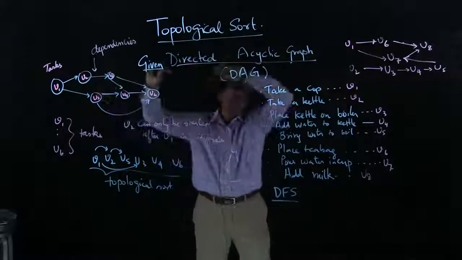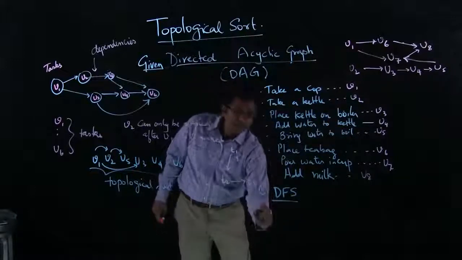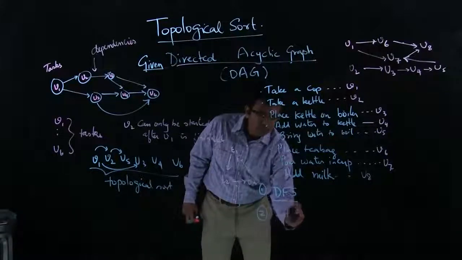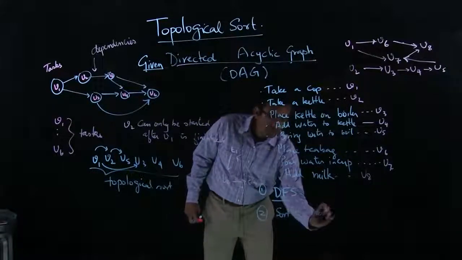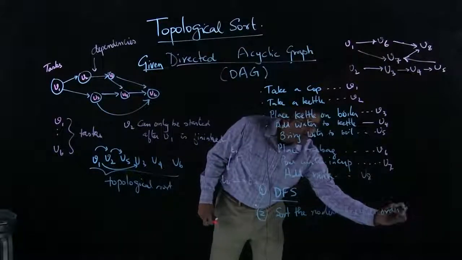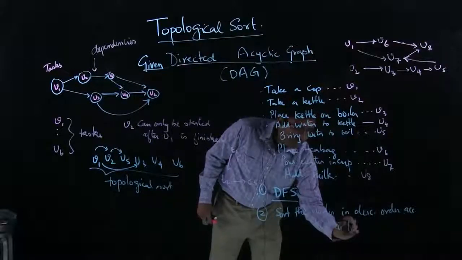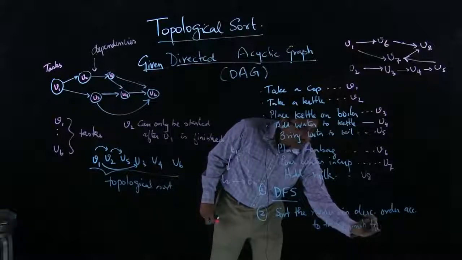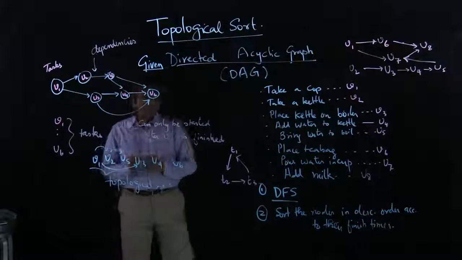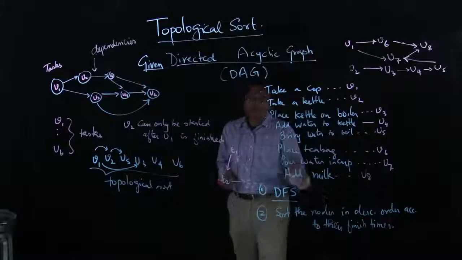So you'll have the outer loop that's going through every node and the inner loop that's going to do a DFS visit. Second step, we are simply going to sort the nodes in descending order according to their finish times. That's it. Okay, so we are going to do these two steps, which is we are going to first do a DFS, and then we are going to sort the nodes in descending order according to their finish times.